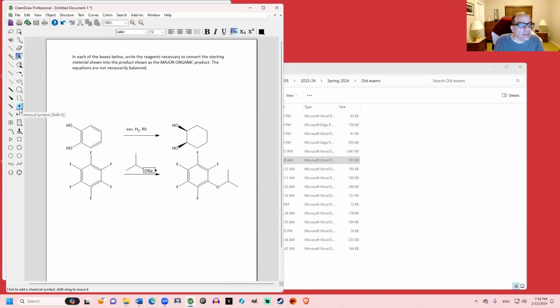So you want sodium isopropoxide, or you could just write O- there, in isopropanol solvent. You want to match the alkoxide group to the solvent. Otherwise, I'd be worried you'd get a mixture.